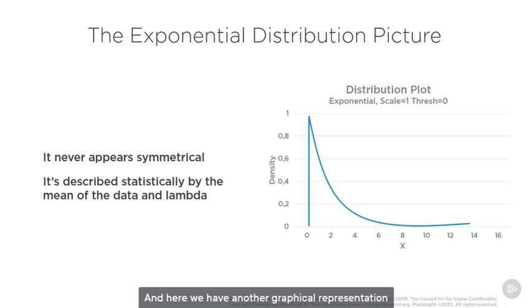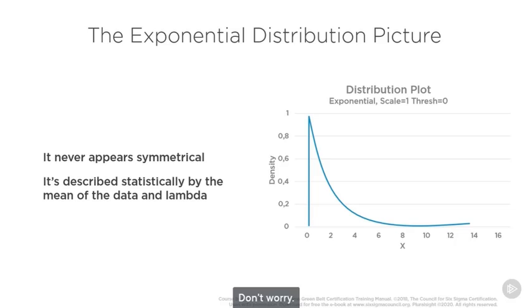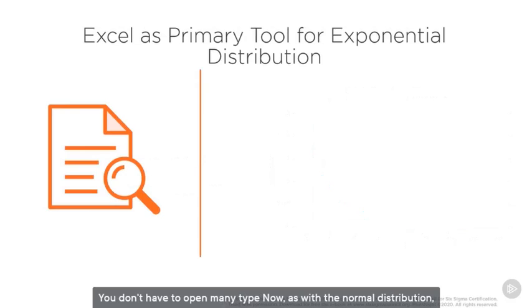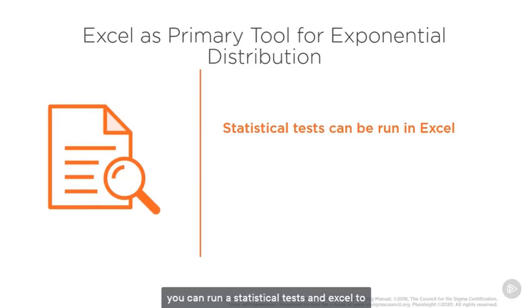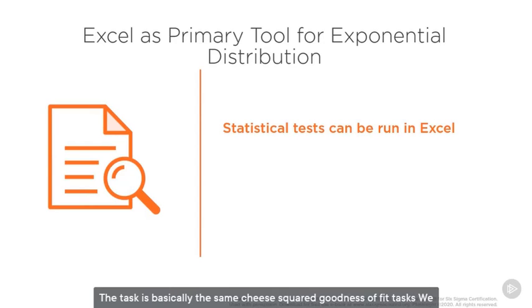And here we have another graphical representation of an exponential distribution, which was generated in Minitab, which, as you already know, is software that performs statistical analysis. Don't worry, you don't have to open Minitab now. As with the normal distribution, you can run a statistical test in Excel to determine if your data is exponential. The test is basically the same chi-squared goodness of fit test we studied in the previous course of the present learning path. The same idea is used.